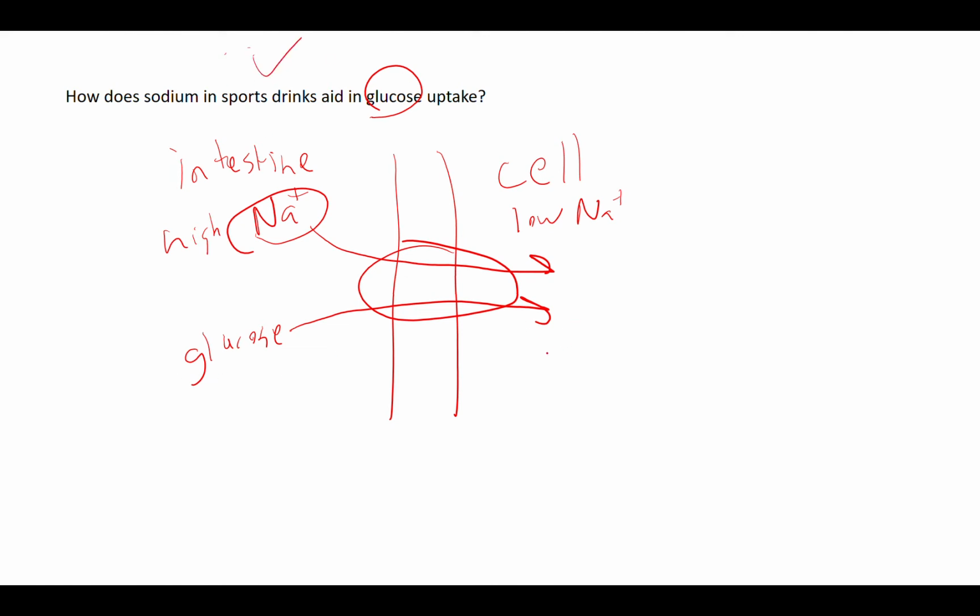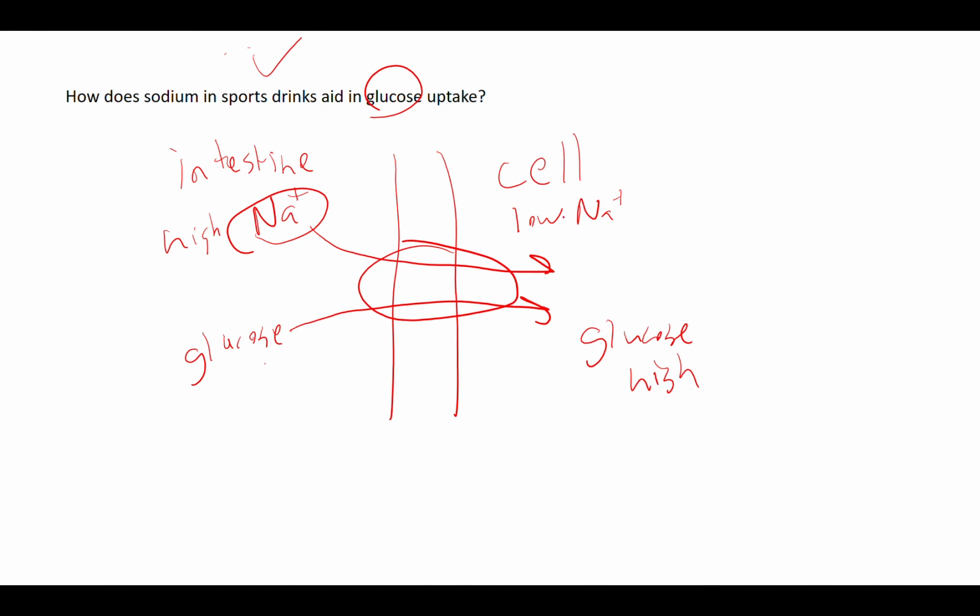But with glucose, there are generally pretty high concentrations of sugar already inside the cell because the cells are trying to use the sugar, right? So we're trying to move the glucose against this concentration gradient. And so normally that's energetically unfavorable.